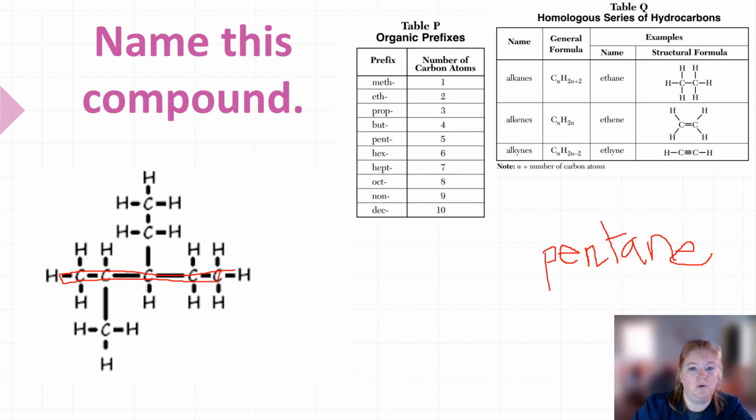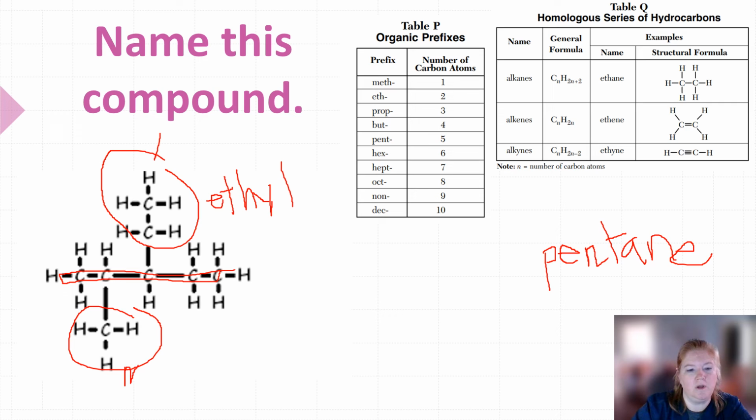Now I have 2 chains. How do I have 2 chains? I have this one and I have this one. This one here has how many carbons? 2. So that is ethyl. And this has 1 carbon. So that is methyl. So how am I going to number them? I want them on the lowest numbers possible, right? If I start counting 1 this side, 2, 3, it would be a 3 here and a 4 here. Or if I counted 1 this way, it would be on 2 and 3. Well, those are lower. So this is going to be a 2-methyl and a 3-ethyl.